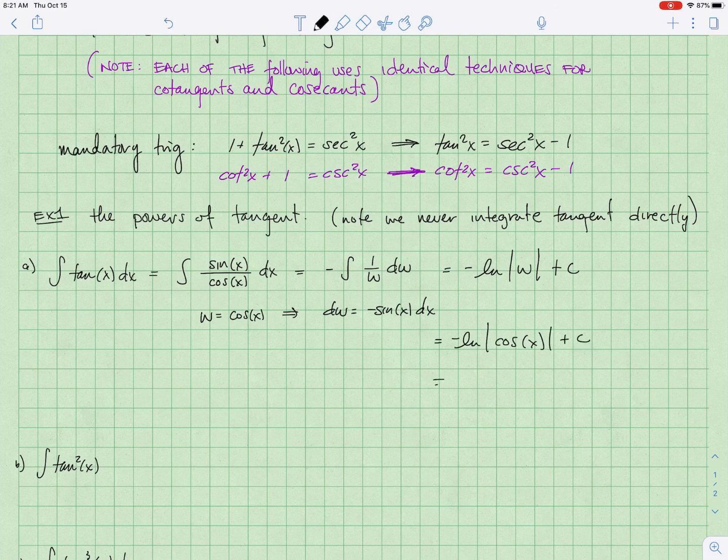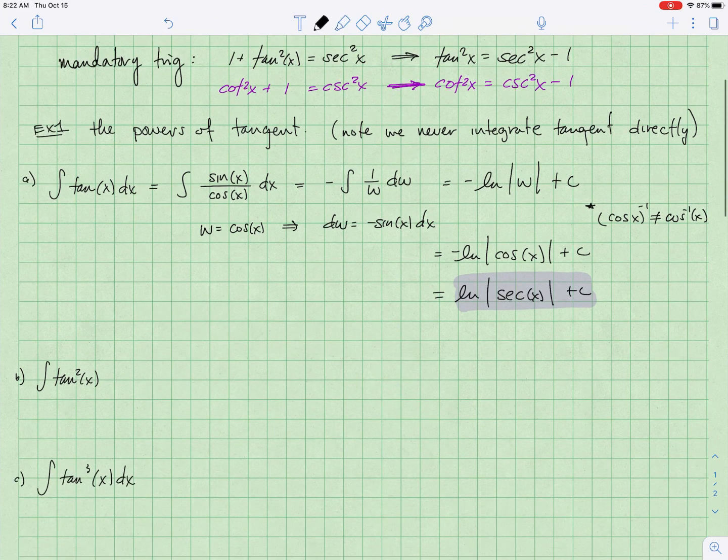And if you bring that negative coefficient up as an exponent on cosine, again, please do not confuse cosine to the negative 1 with inverse cosine. That's not what's happening in this problem. This is the natural log of the absolute value of the secant plus c. And there is our antiderivative for the tangent function. Now, not only should you be able to do that, you might want to consider memorizing that outcome.